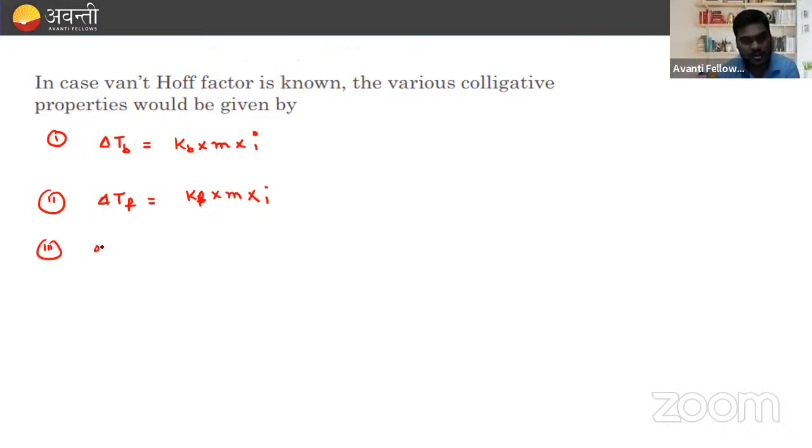Now on the similar basis, osmotic pressure. How will you write osmotic pressure, beta? Osmotic pressure is nothing but pi, and we know that the expression for pi comes out to be CRT. So we can write it as CRT into i. This is for the osmotic pressure.